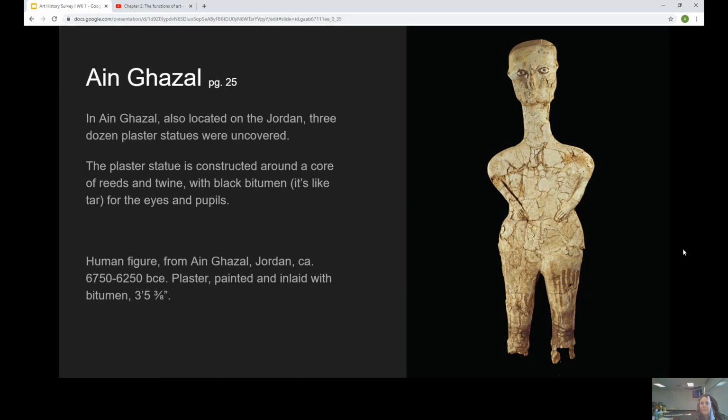This is a plaster statue constructed around reeds. So they would make the skeletal internal system of reeds and then put plaster outside of it. So if you've ever worked with newspaper plaster kind of things like that.